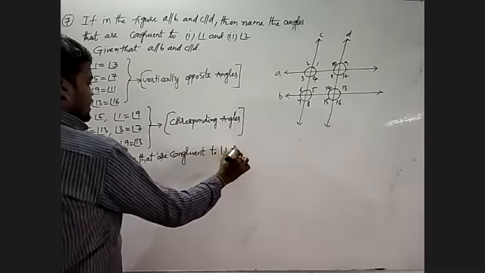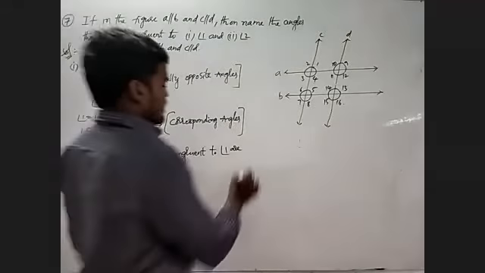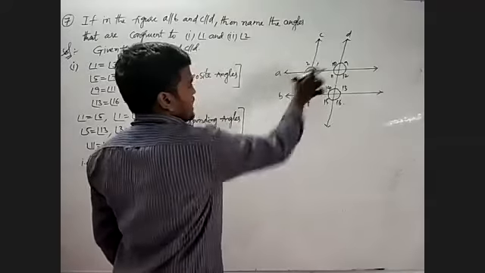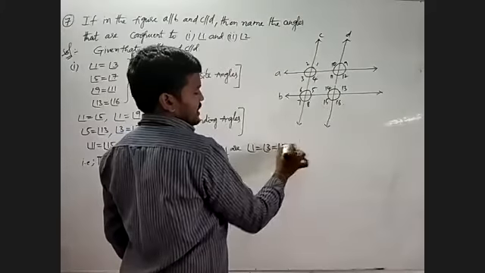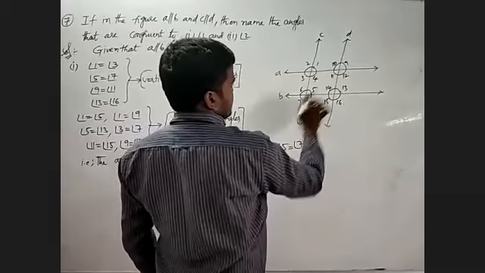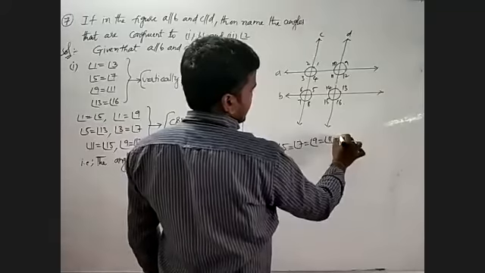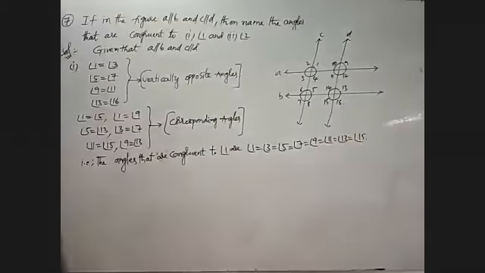angle 1 are. What are the congruent angles of angle 1? I will take angle 1 is equal to angle 3. After that angle 3 is equal to angle 5. Angle 5 is equal to angle 7. Angle 9 is equal to angle 11. Angle 11 is equal to angle 13. Angle 13 is equal to angle 15.